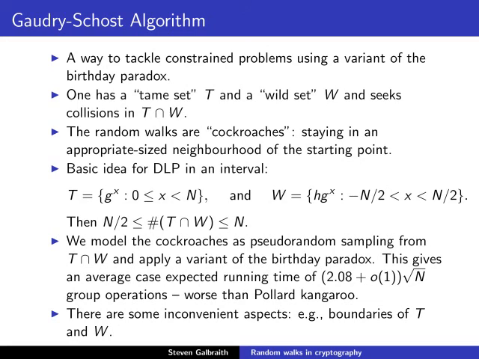Right, so here's an example. For the discrete log in an interval, the first thing you'd think of is you would take the tame set to be the interval. It's the g to the x, where x runs between 0 and n. So that's the interval we're working in.